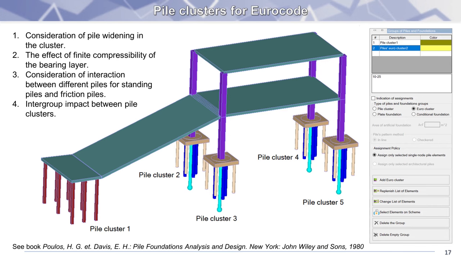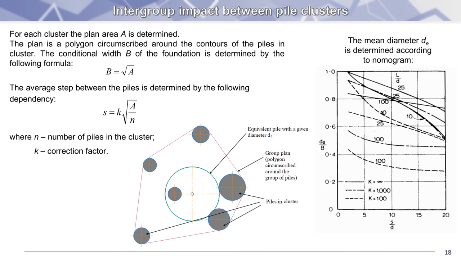This work covers a wide range of problems which have a number of advantages over the methods which are based on the Soviet standards. These include the calculation of pile clusters containing the piles with different diameters, lengths, widening, etc., and the interaction between such clusters. If it is difficult to perform such calculations according to DBN or SP, then theoretically it is possible to apply the European standards. The intergroup influence between different Euroclusters is implemented by the program automatically on the basis of the soil model you have created.